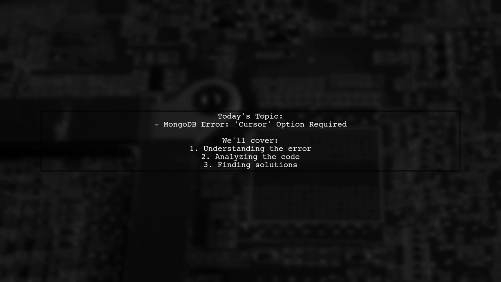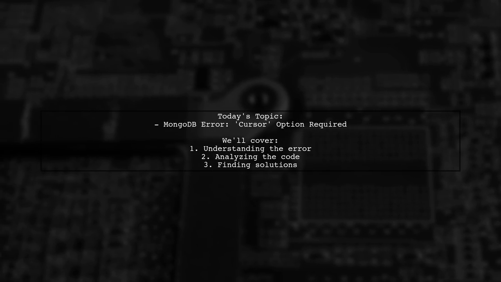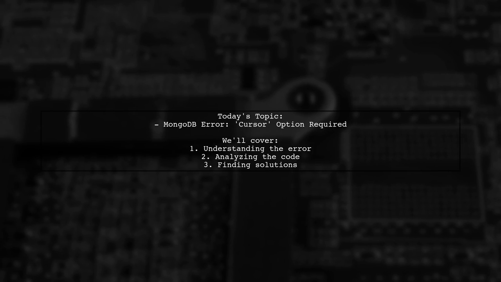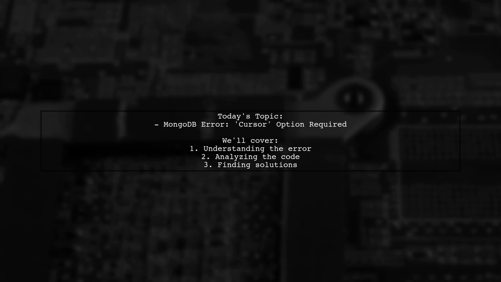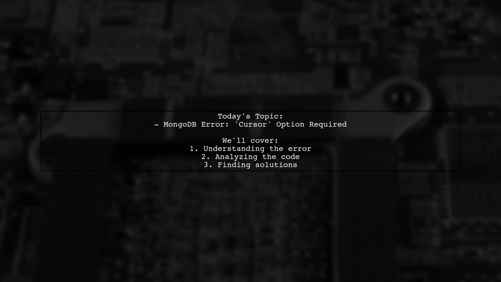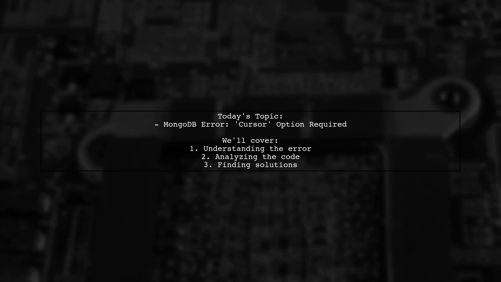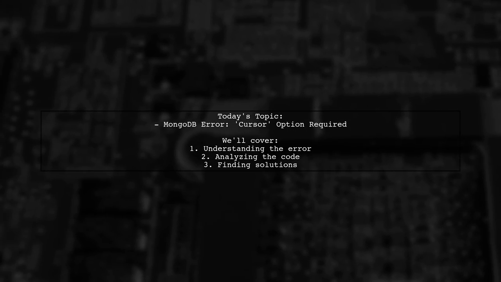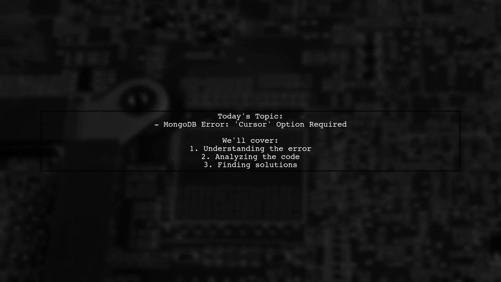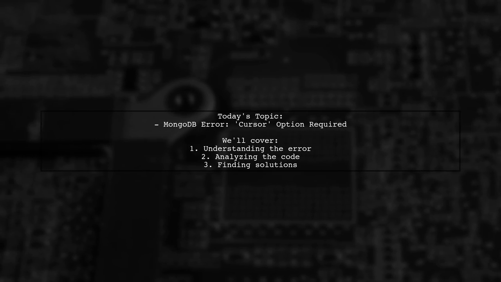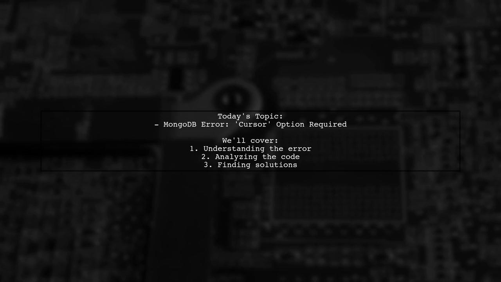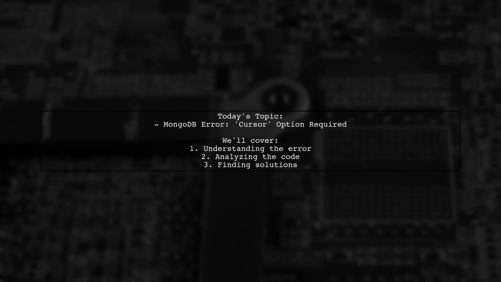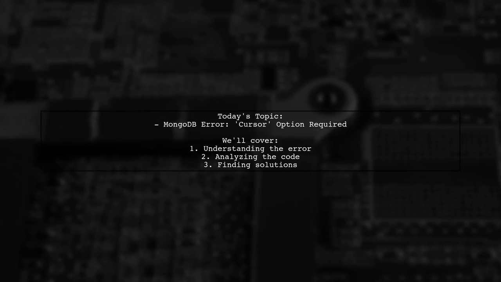Today, we're tackling a frustrating issue that many developers encounter when working with MongoDB and Mongoose. Our viewer is facing an error that states, "The cursor option is required, except for aggregation explain." This error popped up when they deployed their app to a production server, even though everything worked perfectly in their development environment. So how can we resolve this? Let's dive in and find out.